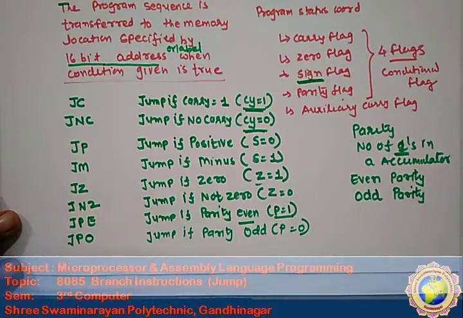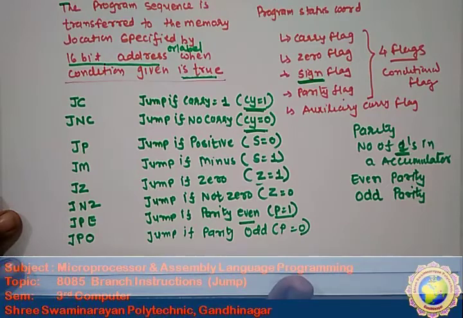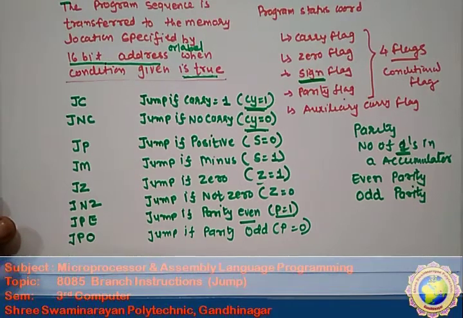Again, a conditional jump is transferred whenever the condition given is true. આપેલી condition જો સાચી હશે તો જ એ data transfer થશે. Otherwise it doesn't transfer. In C language we have studied the do while loop or the while loop. In the while loop, whenever the condition is true the program is transferred, otherwise it doesn't transfer.